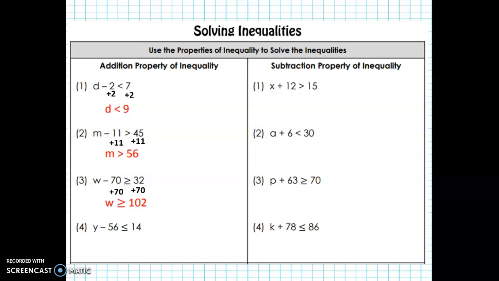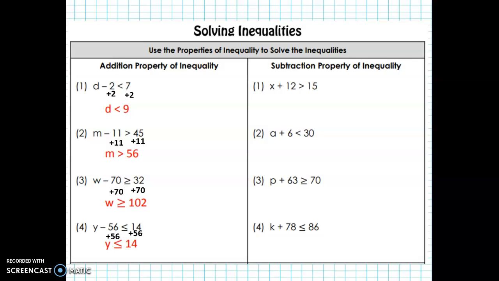y minus 56 is less than or equal to 14. You're going to add 56 to both sides of the inequality. This will give us y is less than or equal to 70. So if the problem has addition, you're going to use the subtraction property. You're going to subtract the number from both sides of the inequality so the variable is isolated by itself.